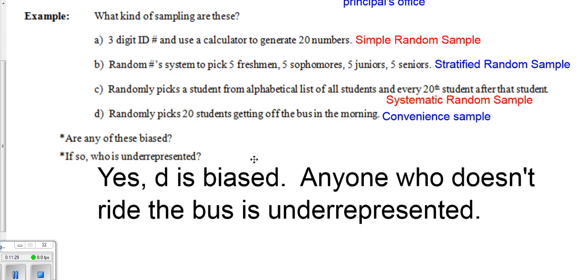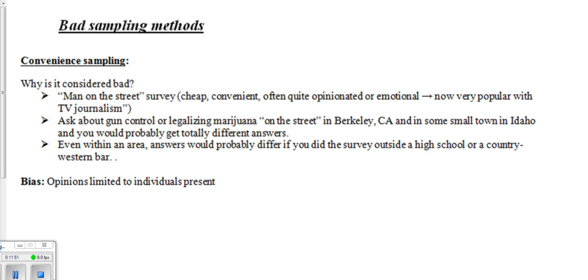So if we were going to ask all of these students, are you satisfied with school lunches? Well, there's a lot of students who didn't get asked, and a lot of students in certain groups who didn't get asked. Anybody who doesn't take the bus didn't even have a chance to get sampled or to be asked that question. Only the people who rode the bus were. So yes, this would definitely be biased against people who don't ride the bus.